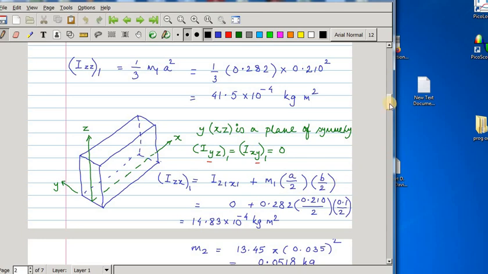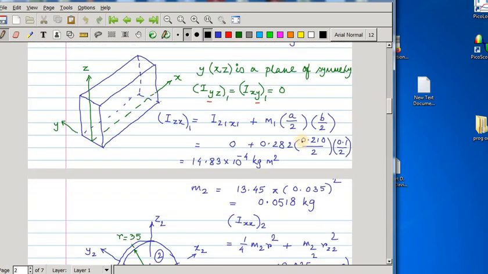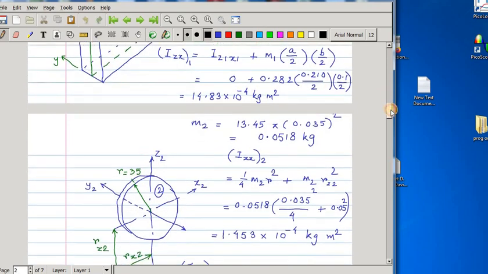So z1x1 is a symmetric axis. So about this Iz1x1 is 0, but you have to shift, and the shift you have to measure from here to this XZ system, to the center of mass XZ system. So Rx1 is the shift of X and Rz1 is the shift of Z. So you have to multiply 0.210 by 2 and 0.1 by 2. So this is Izx1.